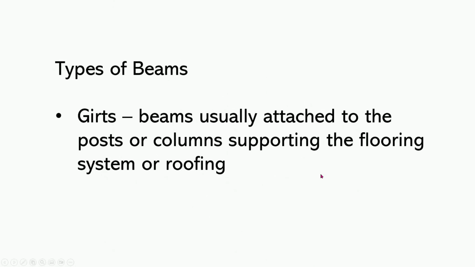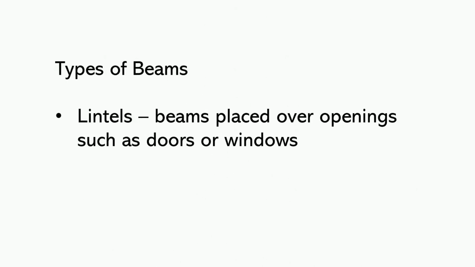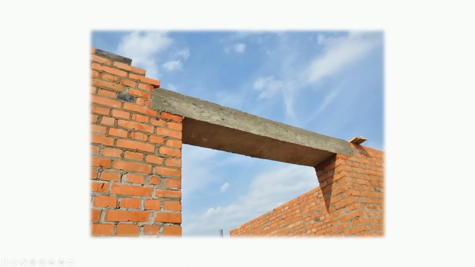And then we also have girts which are attached to the post or columns supporting the flooring system or roofing. And so this is what our girt looks like. And then we also have lintel beams which are placed over openings such as doors or windows. And so this is this type of beam. Now perhaps this is the entrance of the building.